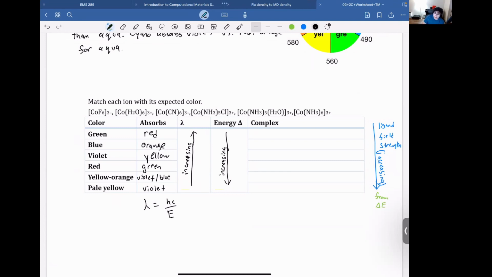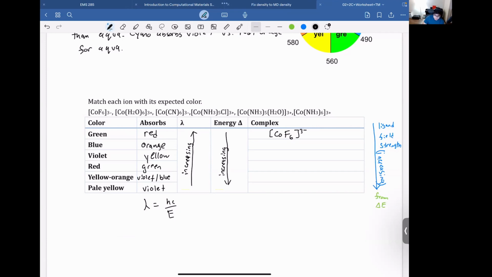So now we look at this. The lowest energy ligand here, or sorry, lowest field, yeah, lowest energy ligand here is going to be the fluoride. So this is where you just look at the chart. So the lowest energy ligand is the hexafluorocobaltate, CoF6 3 minus. That is your lowest energy ligand from looking at the list. It's the weakest field ligand.